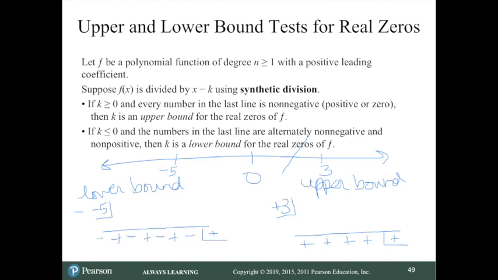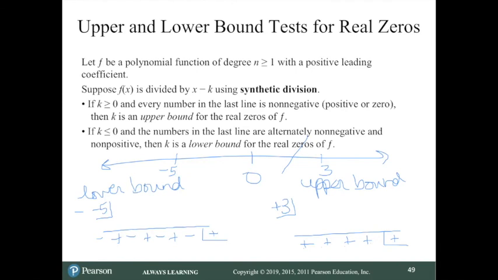That means there are not going to be any places where the graph crosses the x-axis to the left of that number. You can't use the lower bound test for positive numbers. You can't use the upper bound test for negative numbers. It doesn't follow the pattern, okay? So for an upper bound, if the number that you're dividing by, as well as each part of your answer, is positive, then you don't have to test any bigger numbers. So you don't have to test 5, you don't have to test 7, you don't have to test 36.